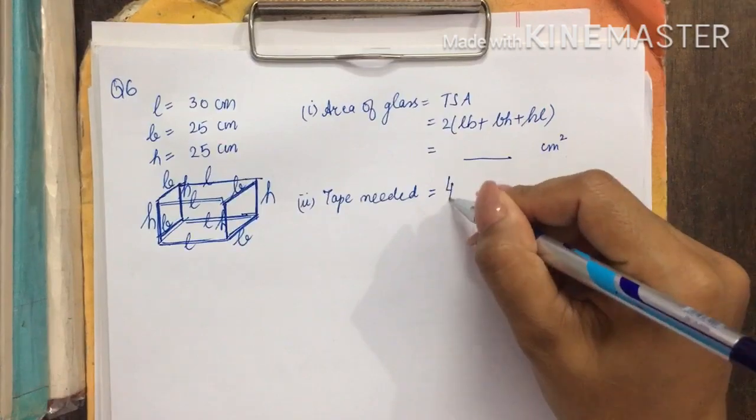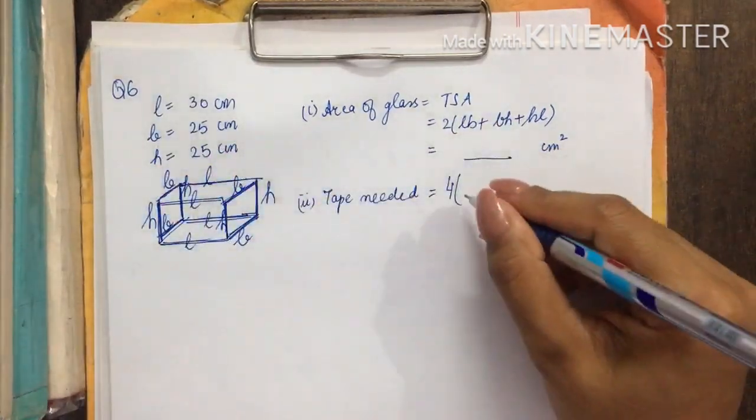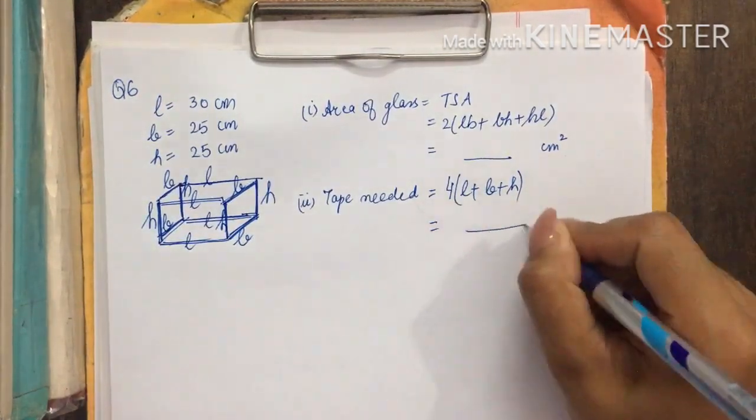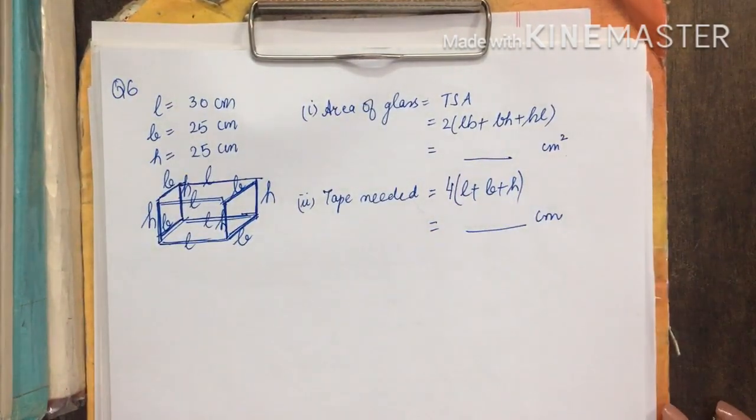So the tape needed will be given by 4 times each of these edges. This is 4 times (L plus B plus H). This will give you the length of the tape needed in centimeters.